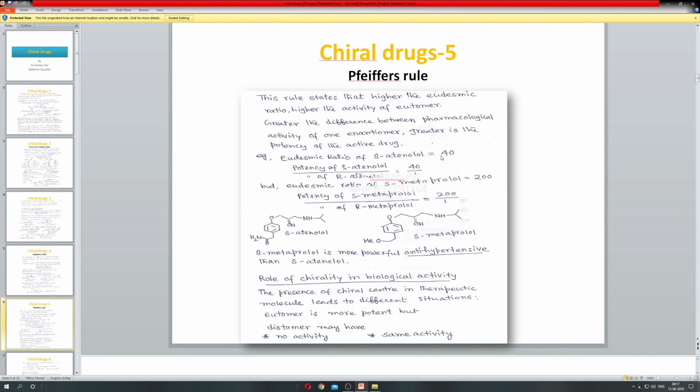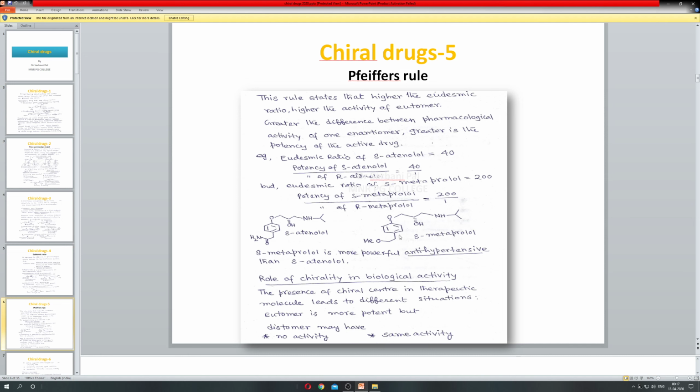Let us see this example. Let us compare these two drugs, both are antihypertensive. One is atenolol, another one is metoprolol. Both are chiral drugs. In both the cases, the S enantiomer is the eutomer and the R enantiomer is the distomer. Now when we consider the Eudysmic ratio of atenolol, that ratio is 40. Whereas for metoprolol, the Eudysmic ratio is 200.